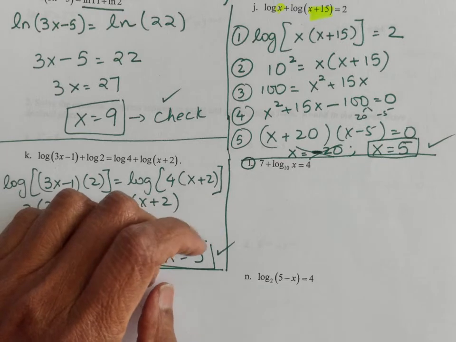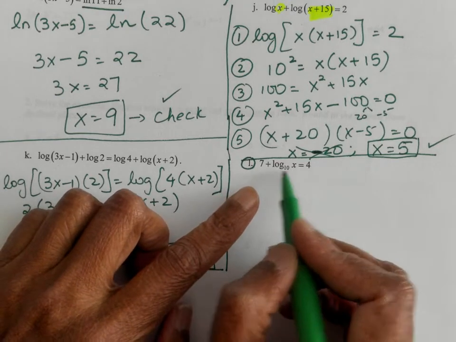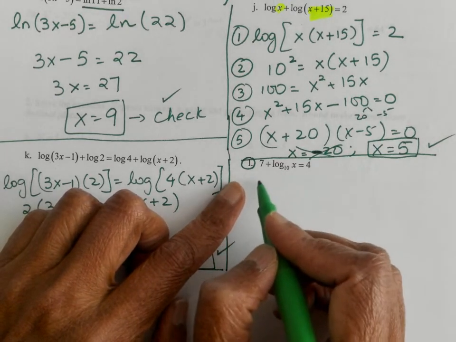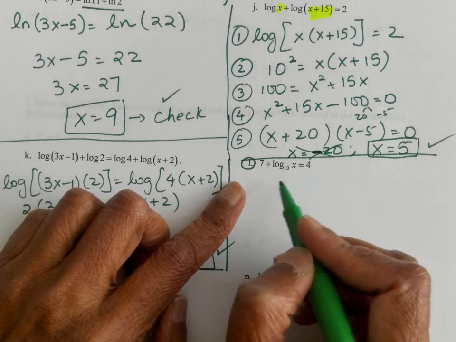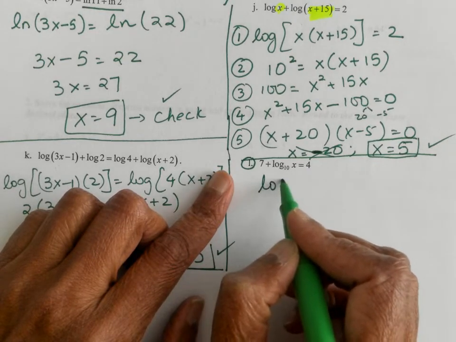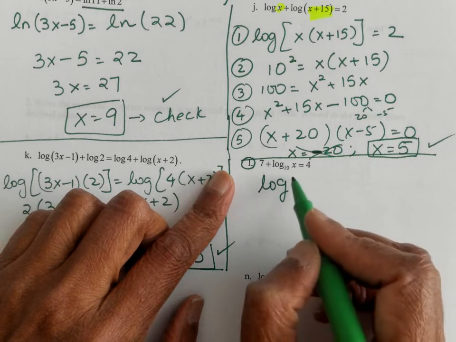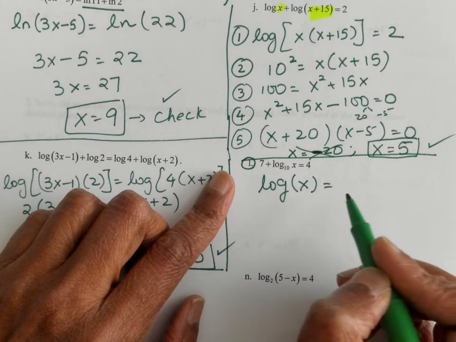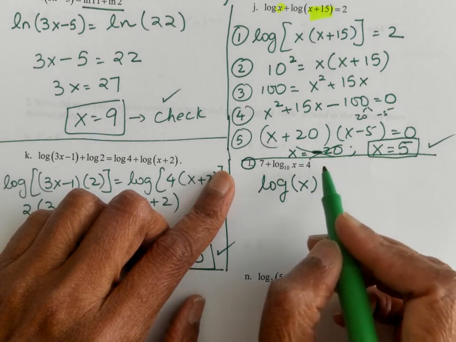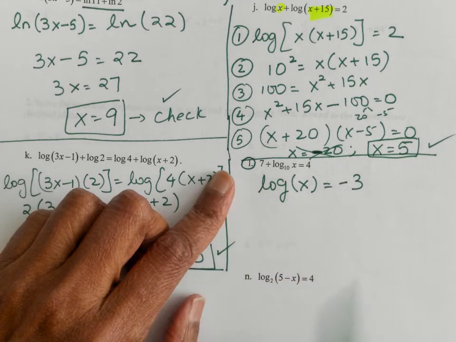So you want to move all the constants to the other side and just keep the term that contains the x on one side. So on this side it will just be log. I don't know why they've written base 10, because log base 10 is just log. I'm not even going to write the base 10. Log of x equals, move the 7 over to the other side, negative 7, it becomes negative 3.